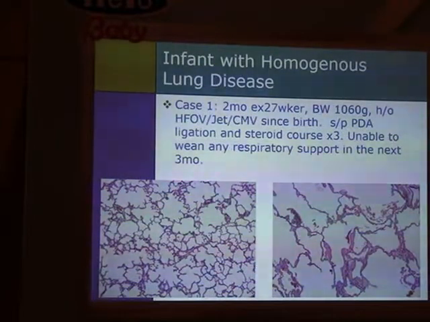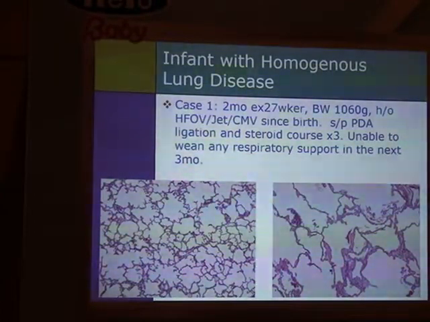It's very small. So he came to us at 2 months of age, a 27-weeker, birth weight 1060 grams, had not been off the ventilator for his entire life, had high frequency ventilation, both oscillator and jet, and conventional mechanical ventilation, had PDA ligation, and several courses of steroids before even being brought to us. Over the next 3 months, we trialed many different types of ventilatory strategies and another dose of steroids, so three total over the time frame. We couldn't really figure out what was going on, so we got a lung biopsy.